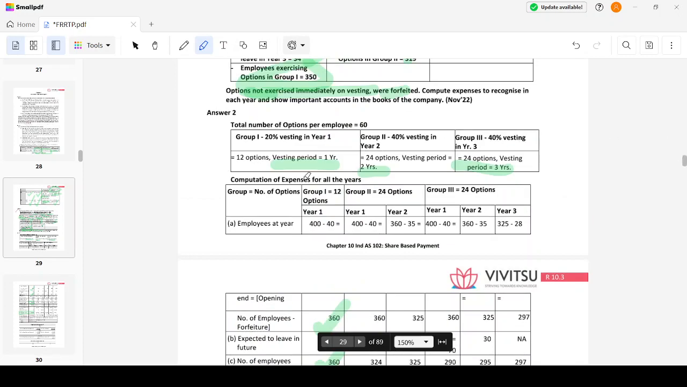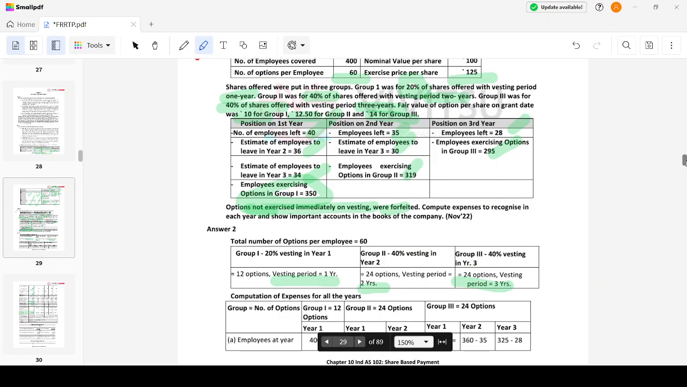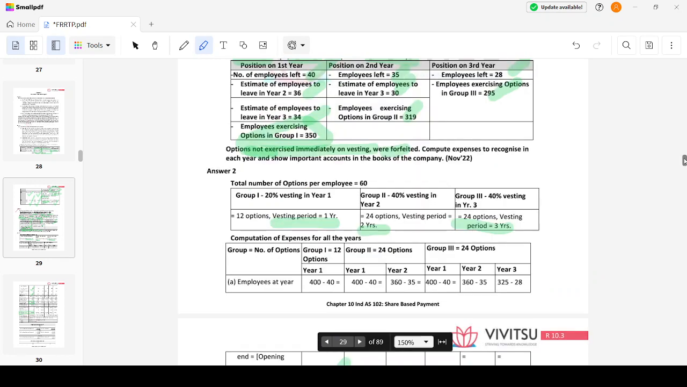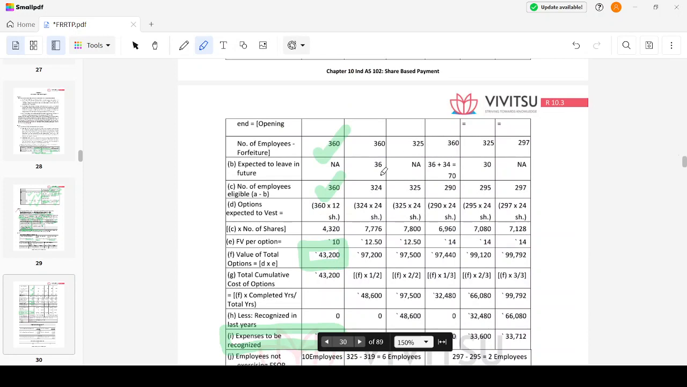It is also quite easy. Group number 2 is vesting in the second year. So, employees at the year end is 400 minus 40, which is nothing but 360. Who is expected to leave in the second year? 36. Expected to leave in year 2 is 36, right? 360 minus 36 is 324. What is the number of shares I'm going to give? 24 shares I'm going to give. The value is 12.5. That's why the value of total options is 97,200.